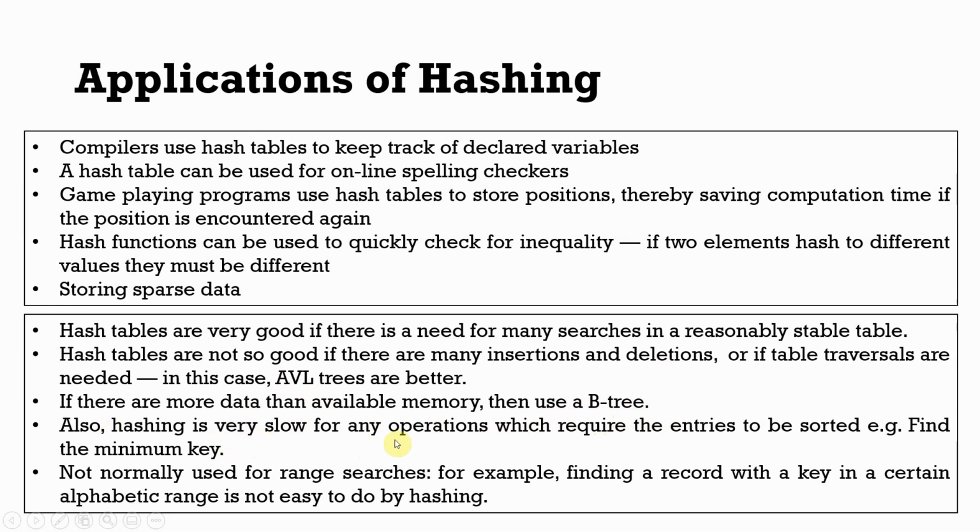Also, hashing is very slow for any operations which require the entries to be sorted. A hash table is not meant to be sorted. So if we need to find the maximum or minimum of all the elements, hashing is not a time efficient solution. It's also not normally used for range searches. If you want to find items in a certain range, hashing is not very practical or efficient. For example, finding a record with a key in a certain alphabetical range is not easy to do by hashing.